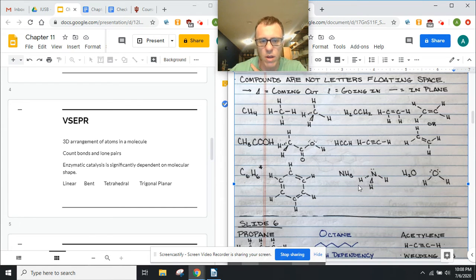This is ammonia. This is called pyramidal. Don't worry, we're not going to get too much into the names, but you can see that there's this lone pair here. This hydrogen is coming out. The hydrogen is going in. This is water. This is bent. There's only two bonds.